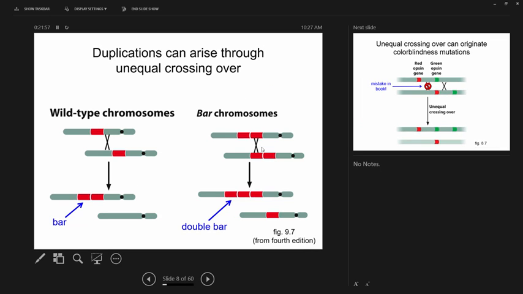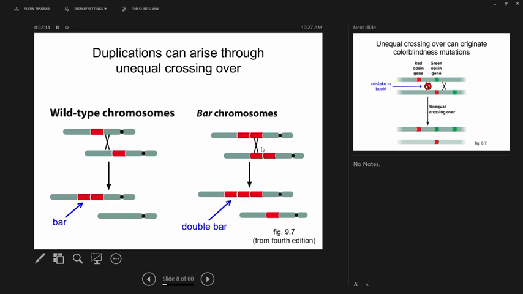All right, so how do you get duplications? One way you can get a duplication and a deletion is from what's called unequal crossing over.